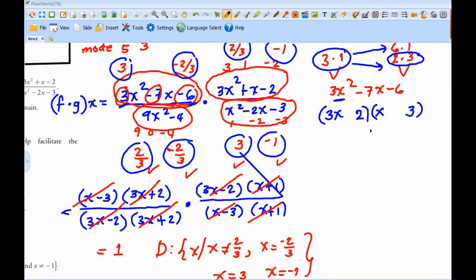Okay, but we need to check the middle term. So 2 times x, 2x. 3 times 3x is 9x. Is it possible to get negative 7x if you add or subtract these two? Yes, because if this is positive and this is negative, you will get negative 7x, right? 2x minus 9x is negative 7x. So where is the negative 9? It's here. And where is the positive 2x? It's here.